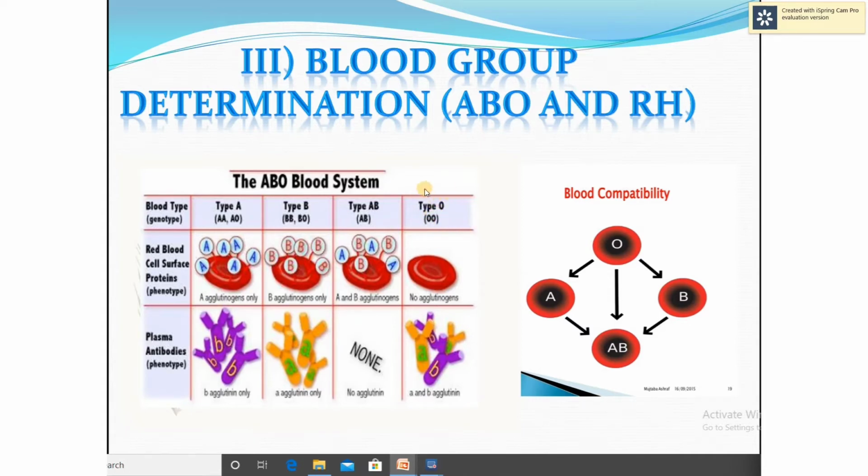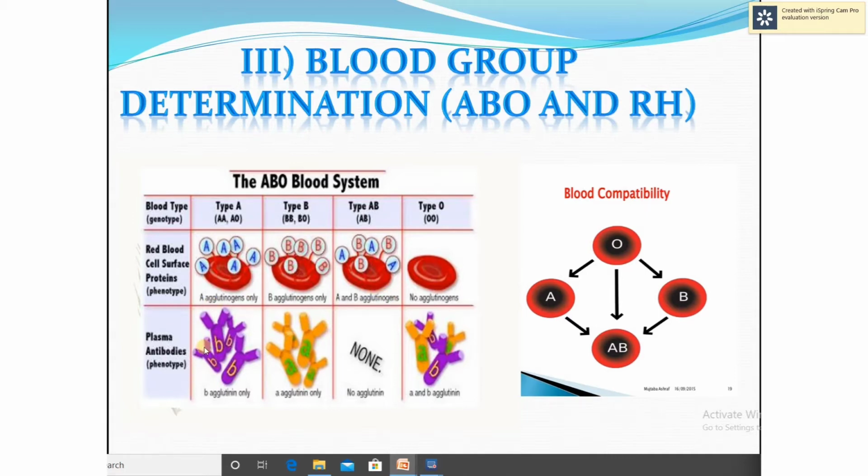So the O blood group does not have any antigen on its surface. Your blood type is determined by what kind of antigen your red blood cells have on the surface. So, as you can see, if you have a type A blood group, your RBCs would have A antigen on the surface. If B, B antigen on the surface. If AB, then AB antigen on the surface.